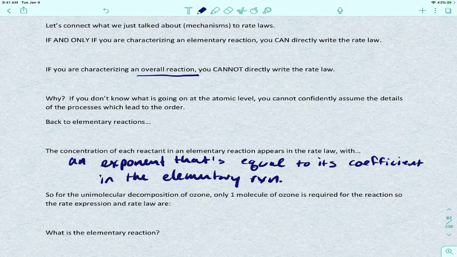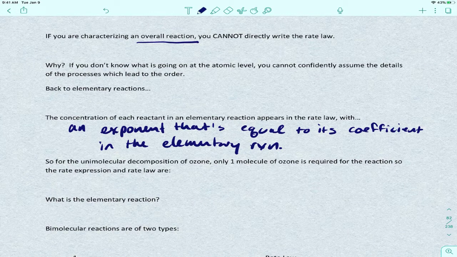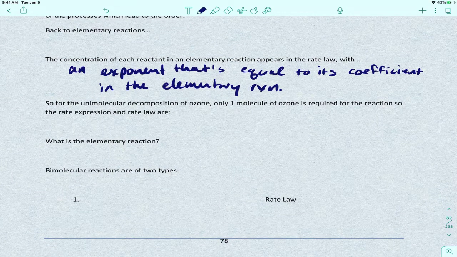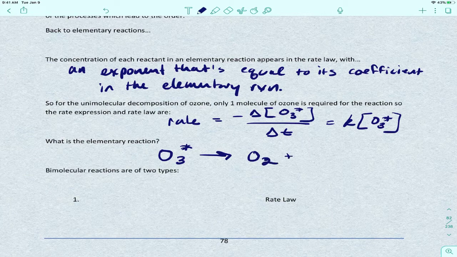Okay. So for the unimolecular decomposition of ozone, only one molecule of ozone is required for the reaction. So the rate expression and the rate law would be this: the rate would be equal to the negative change in the concentration of ozone, O3, divided by the change in time. And this would be equal to the rate constant k times the concentration of ozone. Now, what would be its elementary reaction? This: O3, ozone, breaks down to form O2 plus an oxygen.